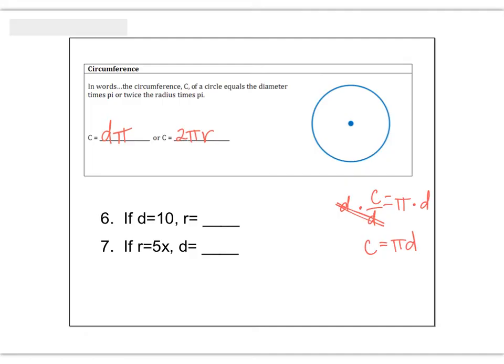So real quick, remember, if your diameter is 10, what's your radius? 5. If your radius is 5x, what's your diameter? 10x. I just want you to remember, the radius is always half as much as your diameter. Okay, so keep these formulas in mind. I tend to use circumference equals diameter times pi quite a bit, but really both of these formulas are just fine. Use the one that you like.